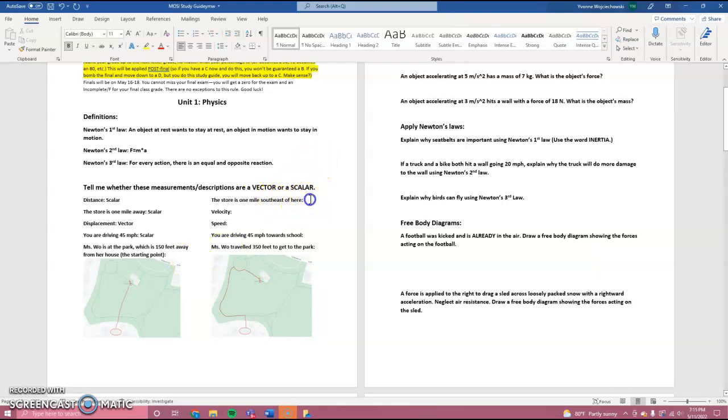I'm going to skip over to this right side here. The store is 1 mile southeast of here. If I told you that the store is exactly 1 mile southeast, you would know exactly where to go. That is a vector because it has direction.